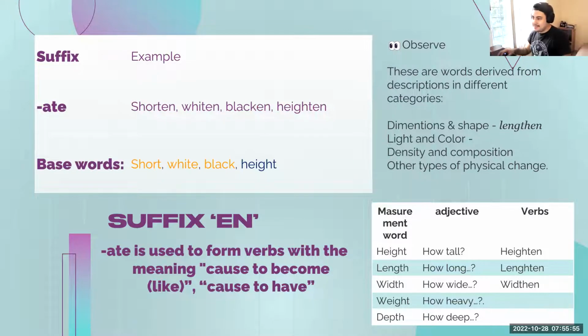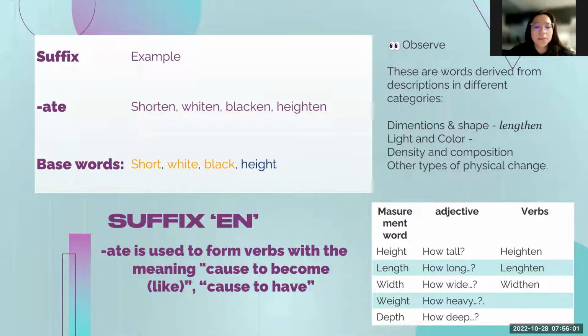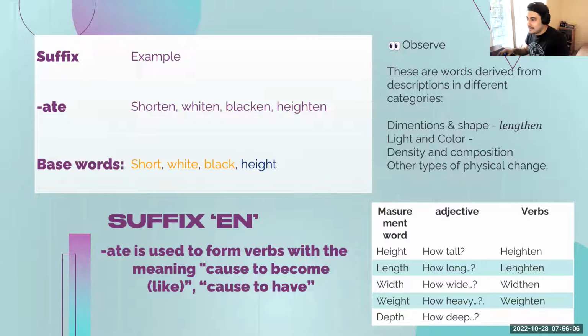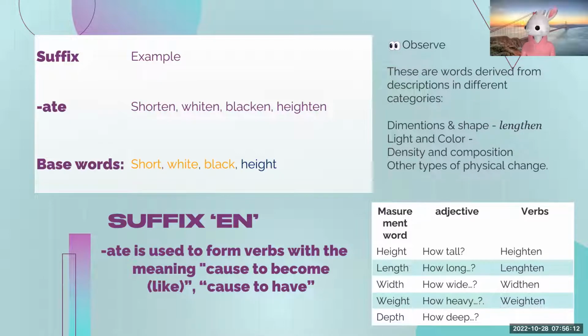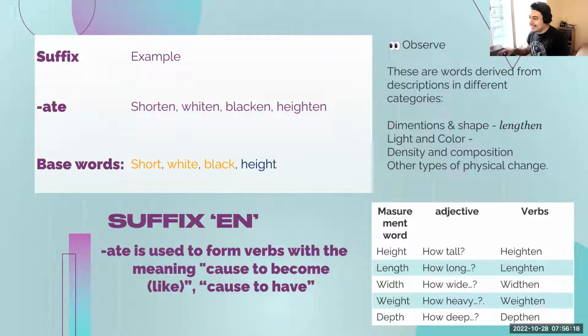Weight into a verb. Weighten. And depth into a verb. Deepen. Excellent. These are the words that we are talking about. Very, very good. These are words coming from dimensions and shapes.